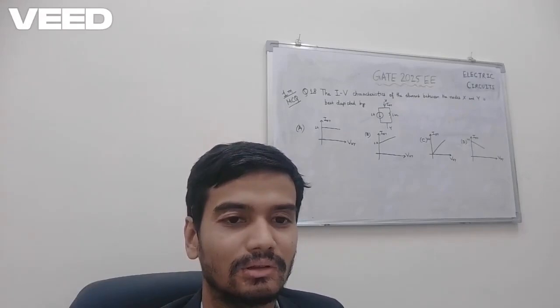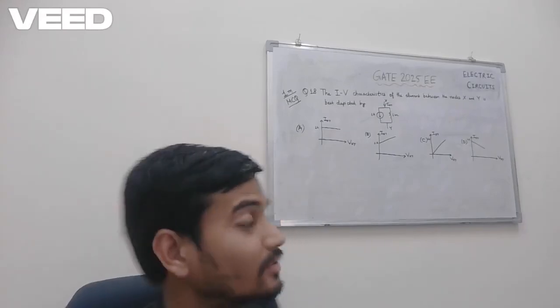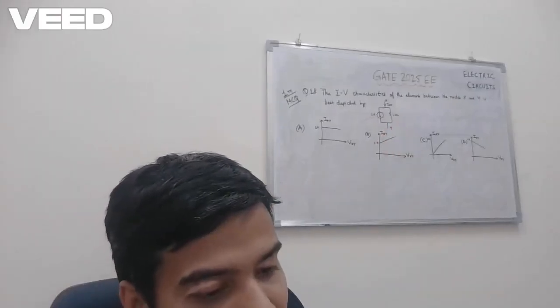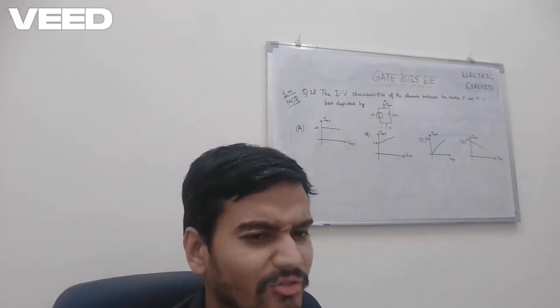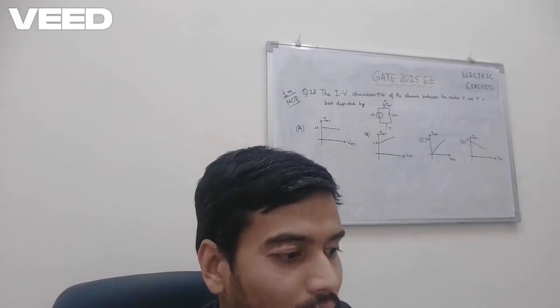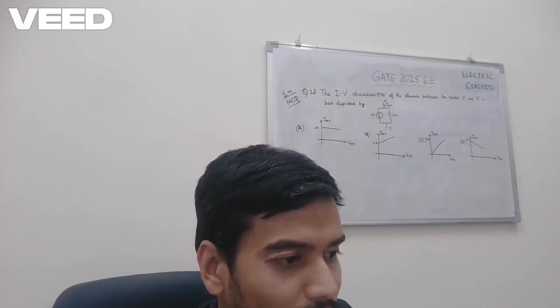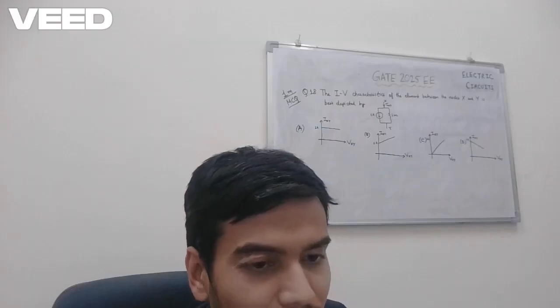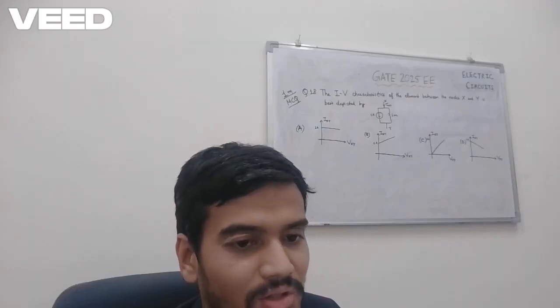In this video, I'll be covering detailed solution questions that came from the subject electric circuits in GATE 2025 electrical engineering. So basically 5 questions came from electric circuits, 2 of 1 mark and 3 of 2 marks, total 8 marks, which were almost easy to moderate.